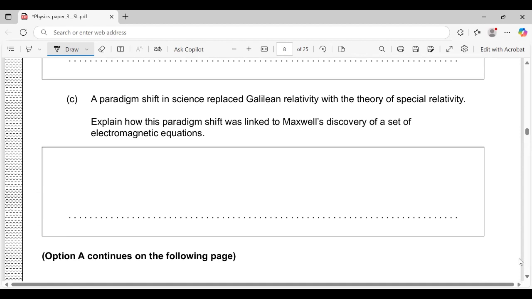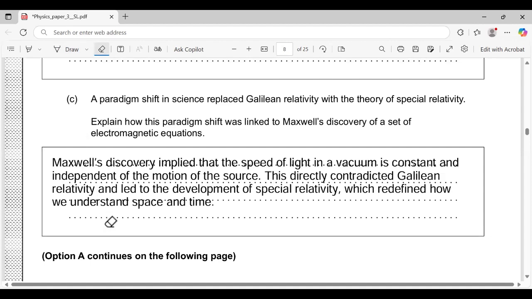A paradigm shift in science replaced Galilean relativity with the theory of special relativity. Explain how this paradigm shift was linked to Maxwell's discovery of a set of electromagnetic equations. I have provided my answer about this question.